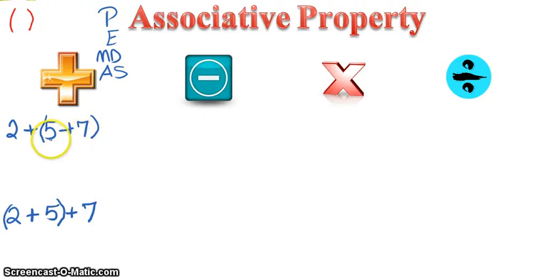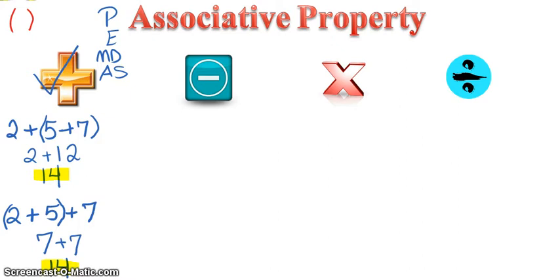There they are. Okay, 5 plus 7, what is it? 12. What is 2 plus 12? 14. Okay, next problem. Again, we're going to find the parentheses and start there. 2 plus 5 is 7. 7 plus 7 is 14. Okay, so I want you to notice that even though we changed who was grouped together, look, the result was the same. 14 and 14.